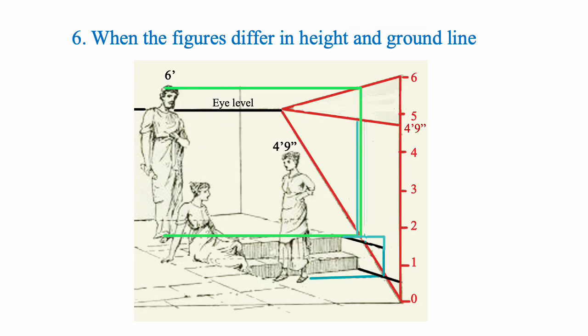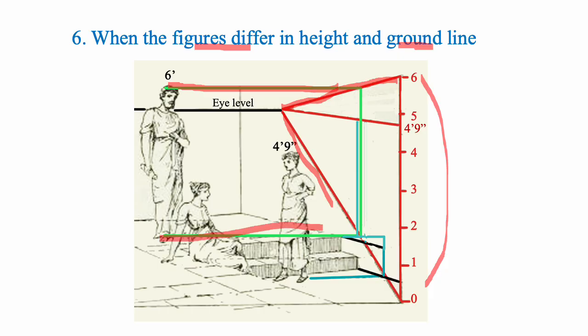This problem is a little more complicated because the figures are different heights and they aren't on the same level ground. So I set up a scale from 0 to 6 feet and drew converging lines to any vanishing point on eye level. Then let's look at this man who's 6 feet tall and draw lines from the top of his head and from the bottom of his feet. And you can see that he fits perfectly into these converging lines. So he is, in fact, 6 feet tall.